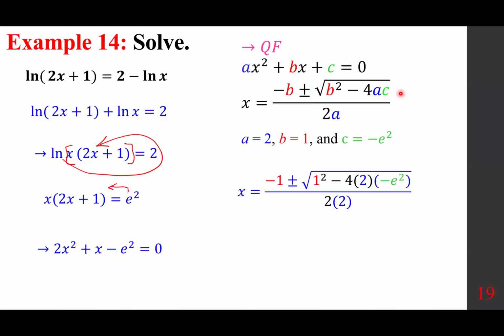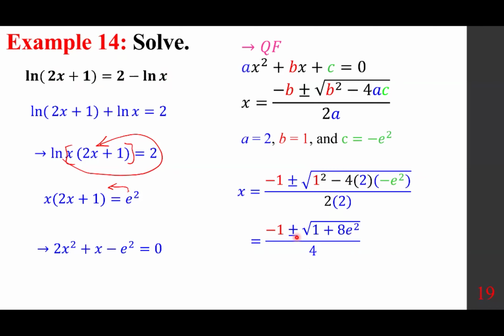And when we do that, this is minus 1, this is positive 1, minus and minus is positive 8e squared. There are two answers, and we want to be very careful. We go back to the original function, x here, 2x plus 1. Every argument must be positive.